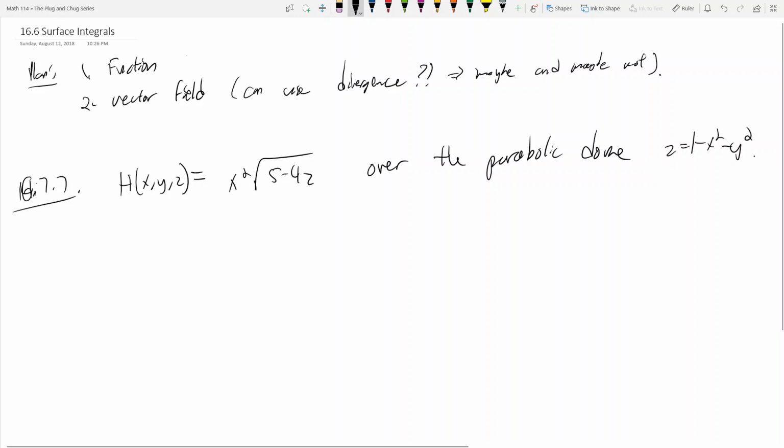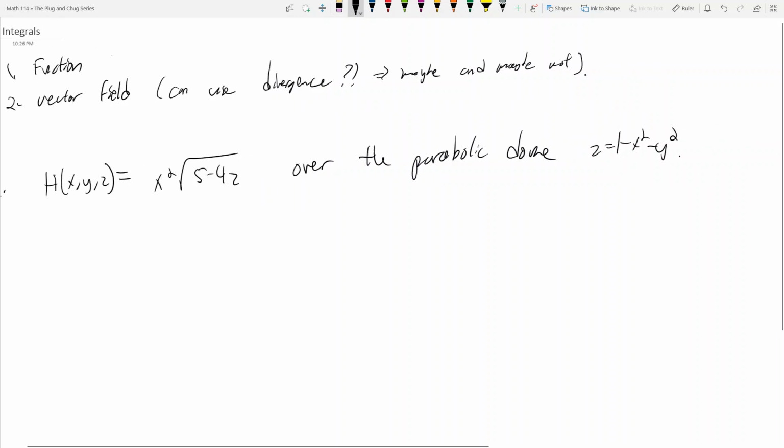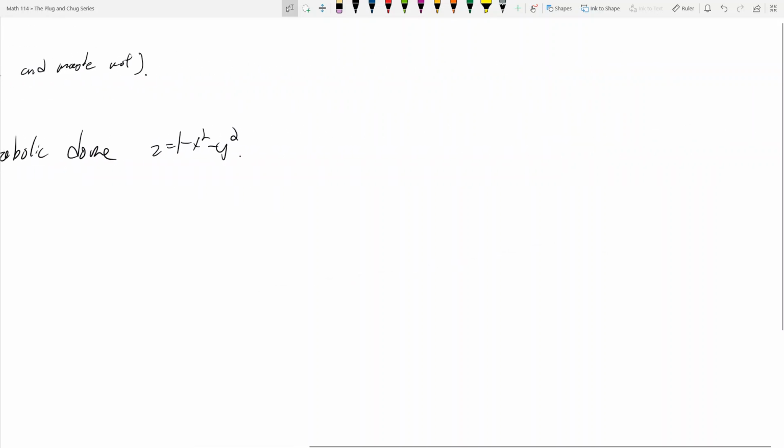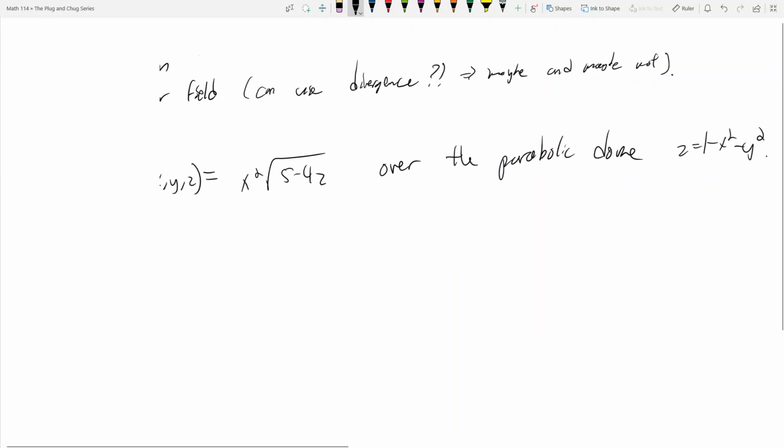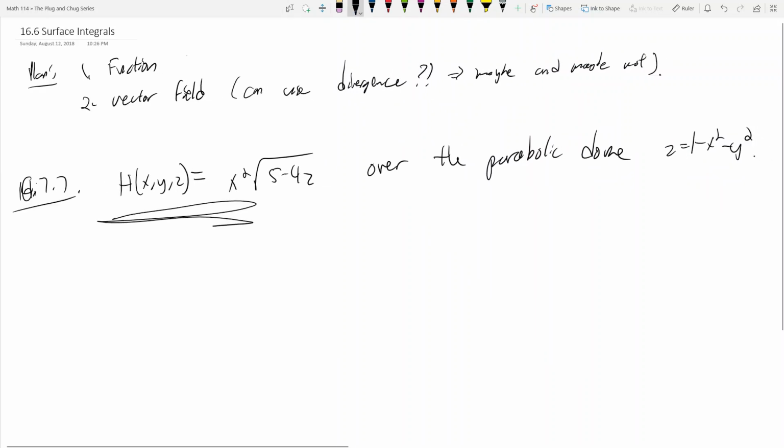So how are these integrals different from 16.5? Let's take a quick aside and look at some formulas, the surface integral formulas. It's the exact same: you have three conditions. The first condition is when your surface is a parametrized surface. Then you take the double integral over the surface of some function, let's call it g of x, y, z, d sigma. I know in this problem we called it h, but it doesn't matter.